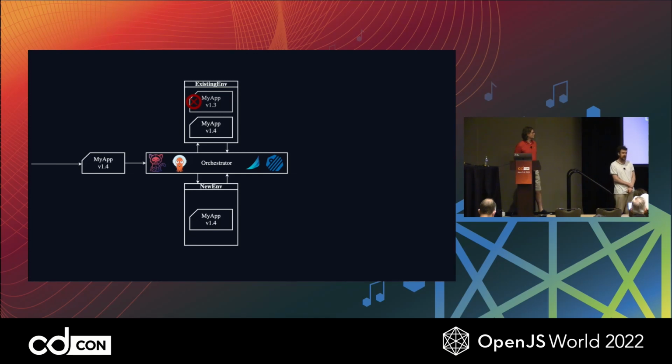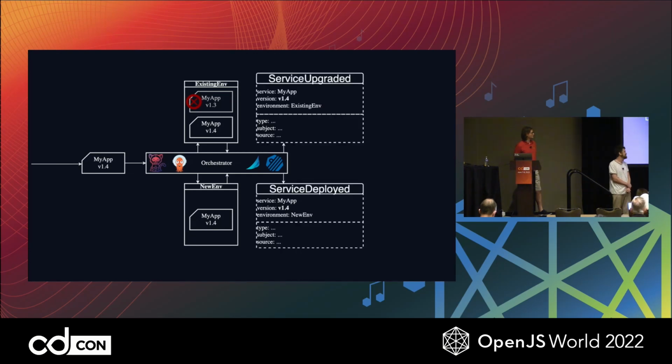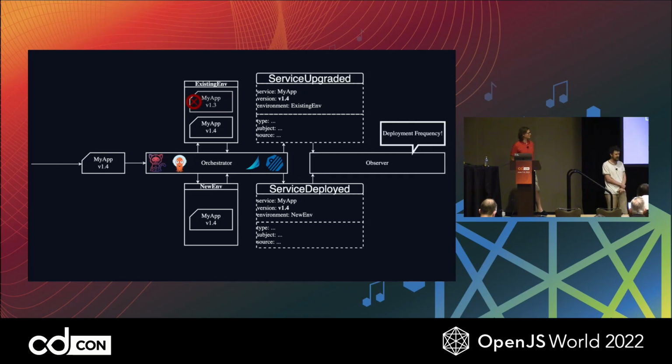In CDEvents, we have messages for this already. For the upgrade, we have an event called service upgraded, and for the deployment, we have an event called service deployed. Importantly, these events state what we are deploying, to what version we are deploying it, and in what environment. And this is sufficient information for an observer able to listen to these events to detect whenever we suddenly start talking about a new version, because that means we have a new version deployed, and can calculate this metric. So, an easy one to get started.